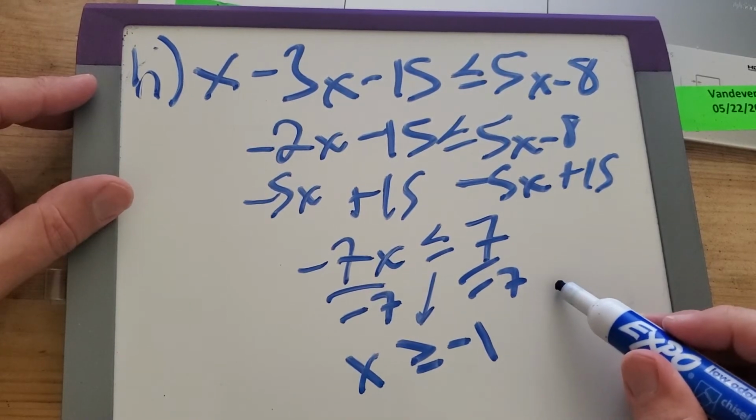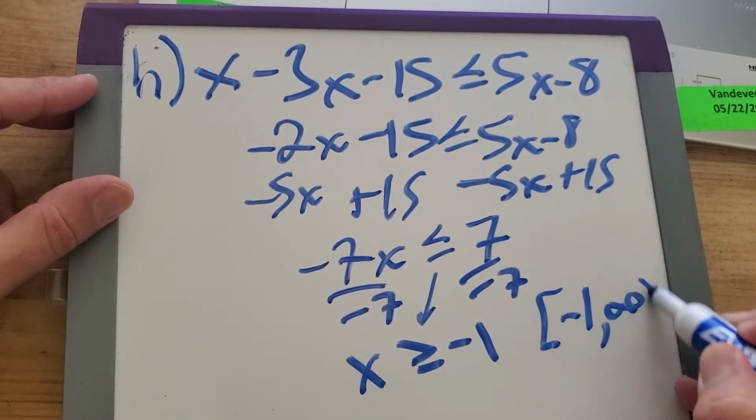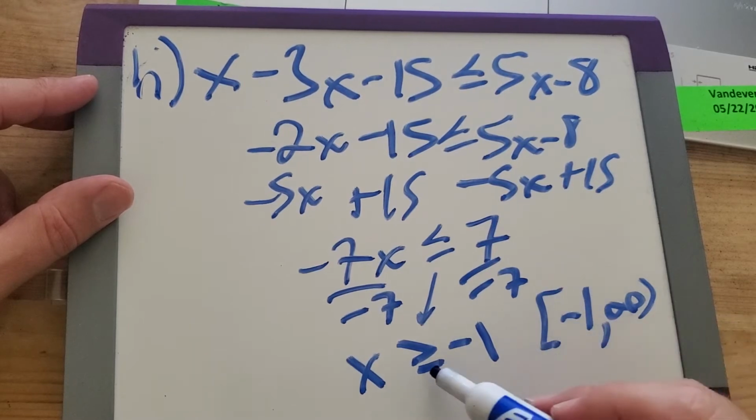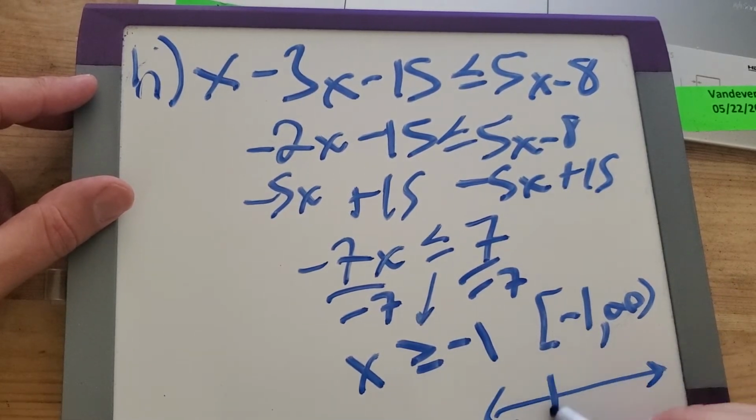So then that would be -1 to infinity, right? -1 has a bracket because it's included. And then I would just do infinity.